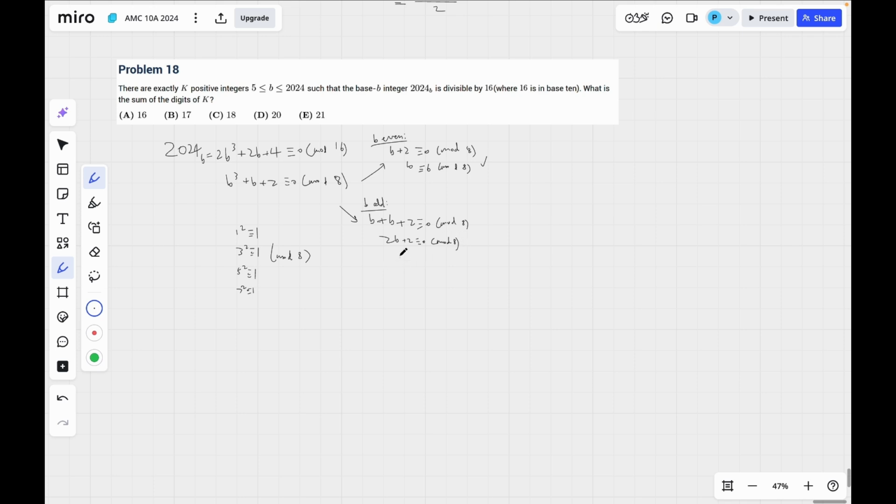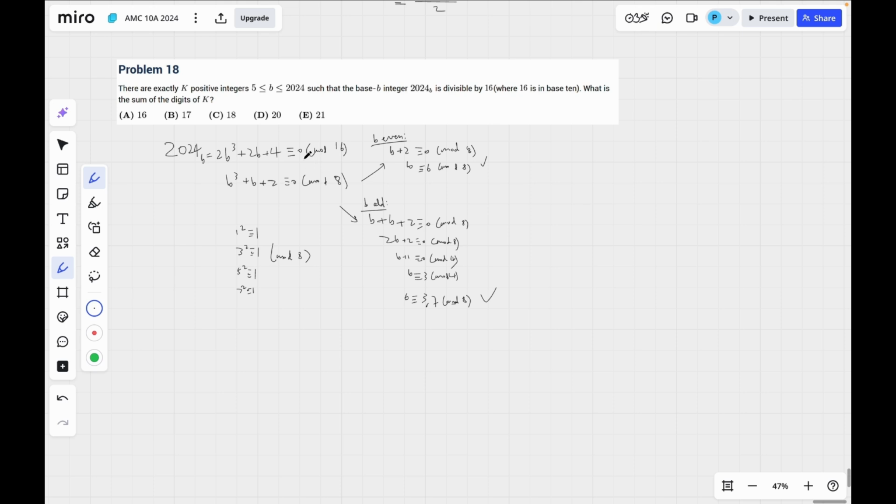Now we can reduce the mod again. So now we get b is equivalent to 3 mod 4, which implies that b is equivalent to 3 or 7 mod 8. Now we can check back with our assumption that b was odd to find that they both work.